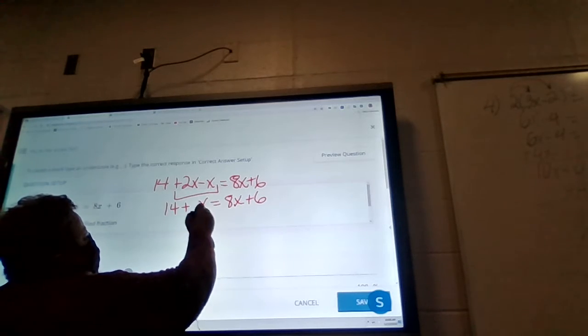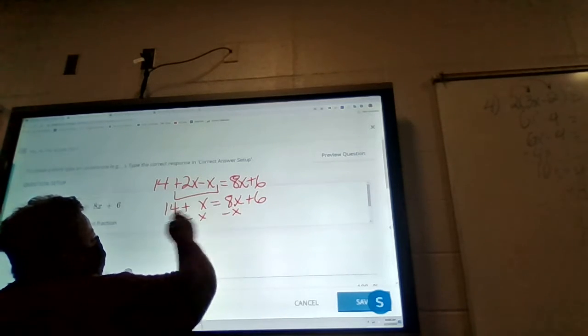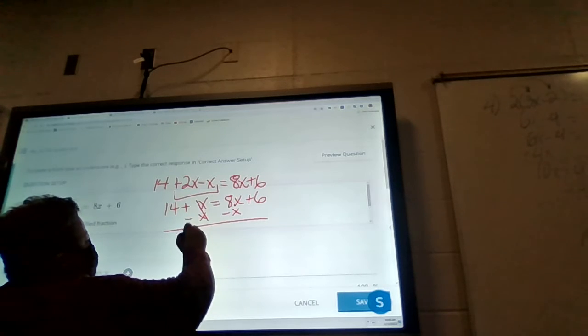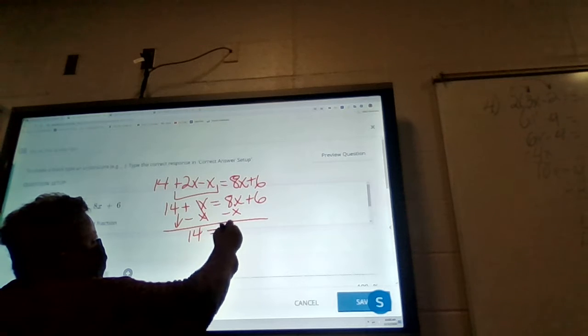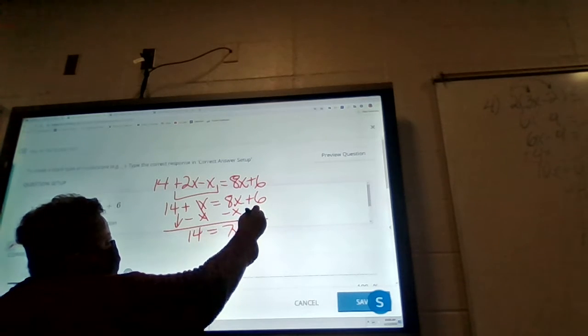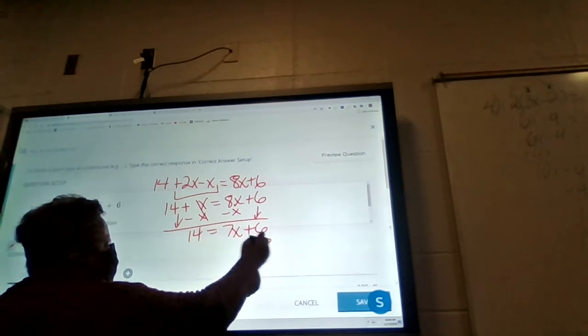Now, I'm going to subtract x from each side. I really do it where my x ends up positive. So bring that down. 8x minus x is 7x. Bring that down. Minus 6.